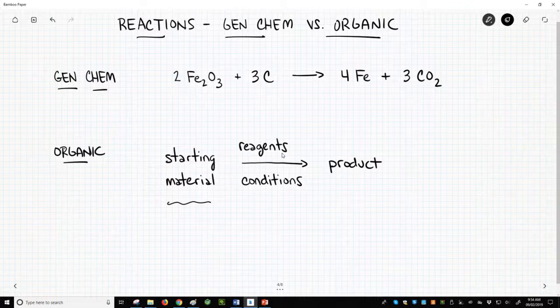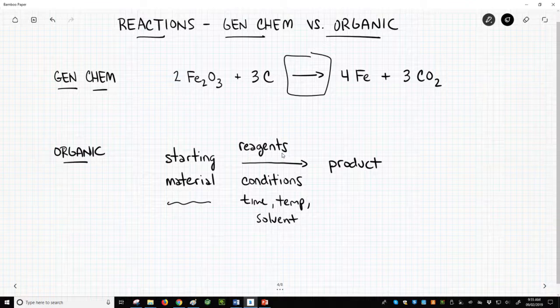Below the reaction arrow might be additional information. The reaction conditions, such as reaction time, temperature, or the solvent. The space above and below the arrow is important in organic chemistry. In contrast, in general chemistry, the arrow is normally left empty.